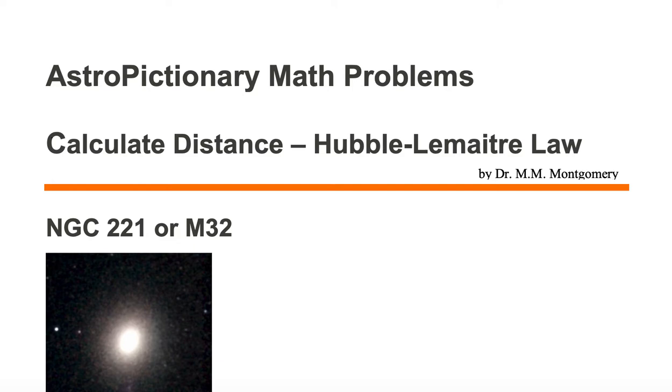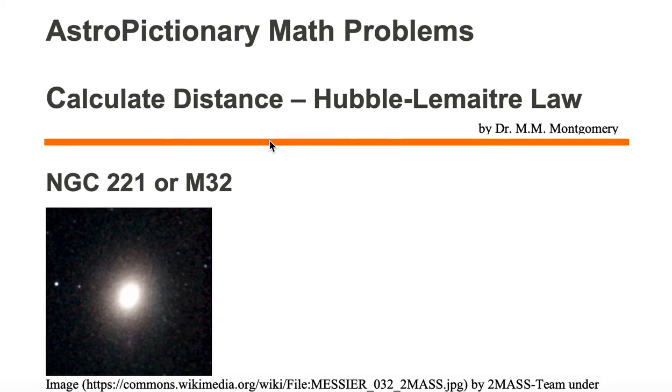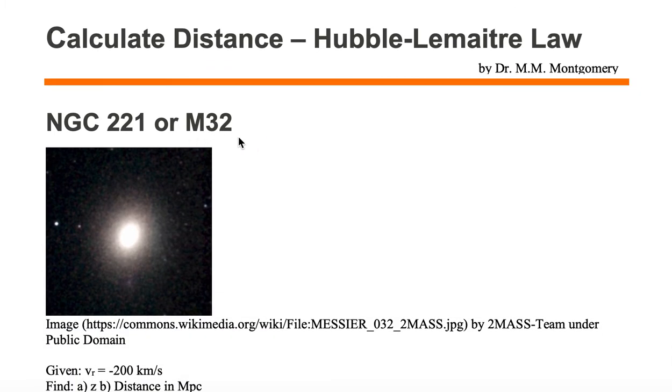Let's calculate the distance using the Hubble-Lemaître law to a nearby galaxy, and the one we're going to look at this time is M32, Messier object number 32, or the New General Catalog number 221. And here is the image of the galaxy as observed by the 2MASS space telescope.